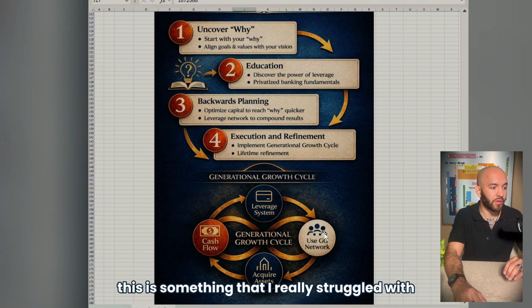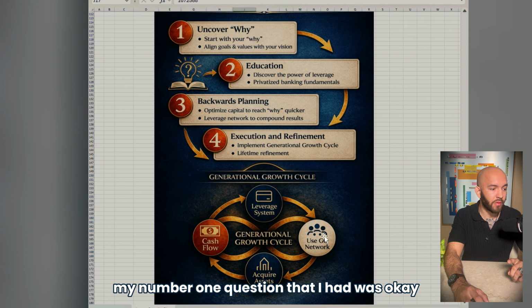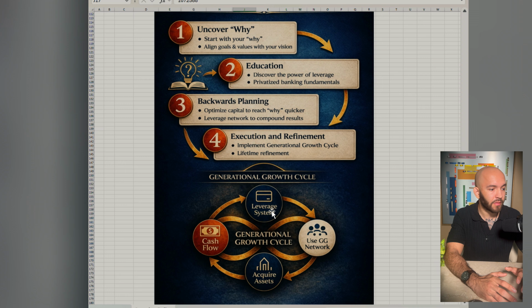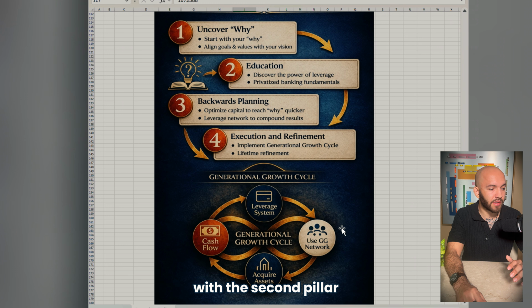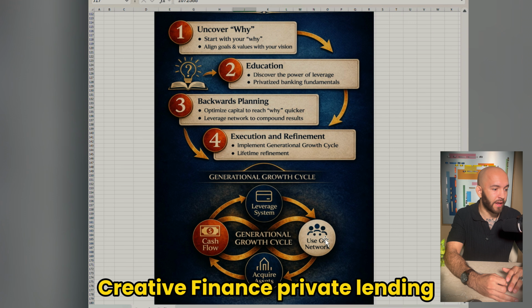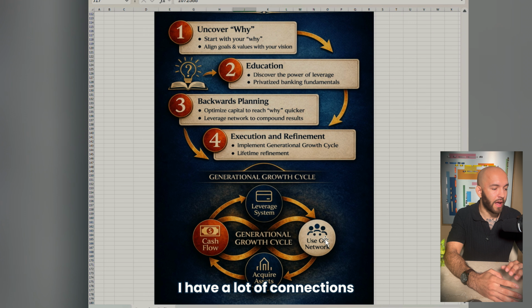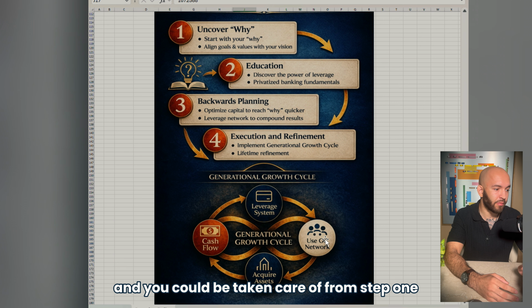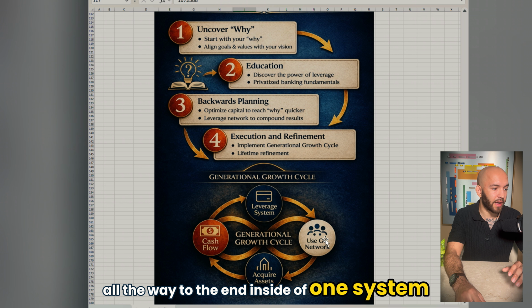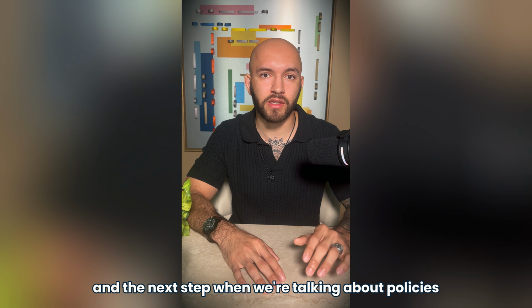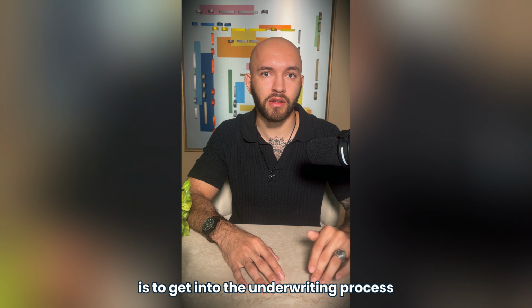This is something that I really struggled with when I was getting started. My number one question was, okay, I have my banking system, I have my banking foundation. Now, what do I do with it? And that's really where I bridge the gap with the second pillar, which is using the power of networking. Whether you're trying to get into real estate, creative finance, private lending, notes, or land, I have a lot of connections that could save you a lot of time, and you could be taken care of from step one all the way to the end inside of one system, which will de-risk your strategy and save you a lot of time.